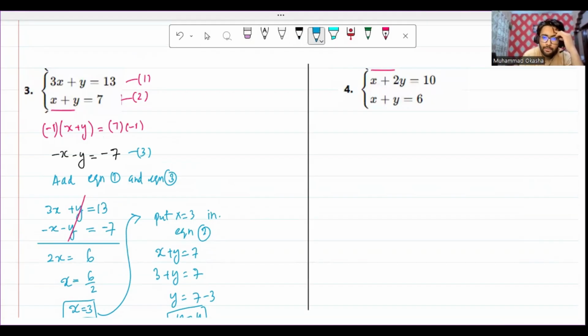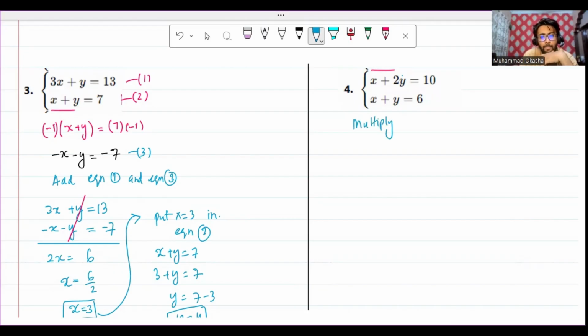Let's do question number 4. So question number 4 is going to be, again, over here, this is 2y, this is y. We can also cancel out x as well. So how about we multiply this side by -1, and what you can do is multiply this whole equation by -2. So that way this thing is going to become -2y. Okay, let's do that.